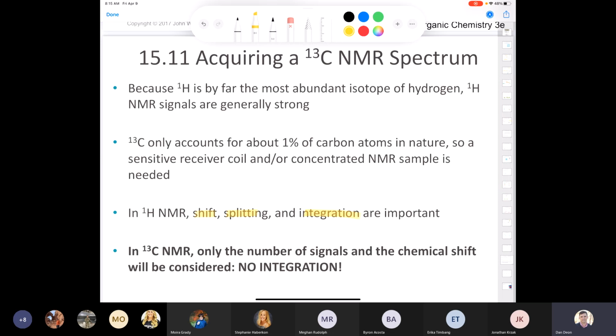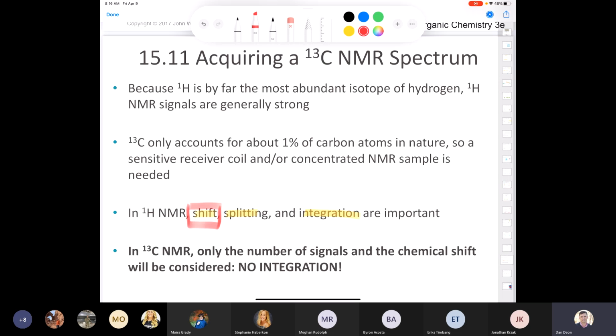Well, the thing is, when we're talking about carbon-13 spectroscopy, we're only going to deal with chemical shift. We're not going to take a look at splitting or integration. They are not covered in carbon-13. There are techniques where we can look at splitting, and there are some inferences that we can make about the number of carbons based on the height of a signal, but that's neither here nor there right at the moment.